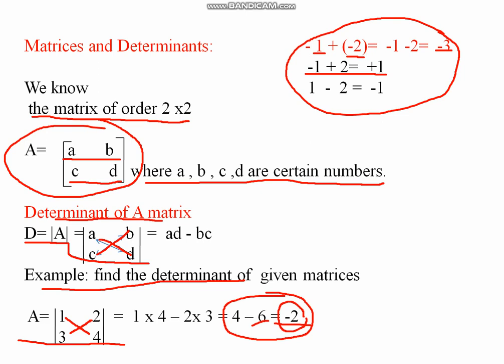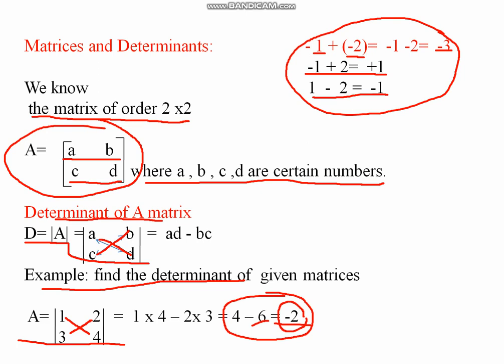In the third case, see 1 minus 2 equal to minus 1. Here 1 is a positive number and minus 2, so 2 is negative. So the operation is subtraction and the sign of the answer is the sign of the bigger number. So the bigger number is 2 and the sign of the bigger number is negative. So here the answer is minus 1.